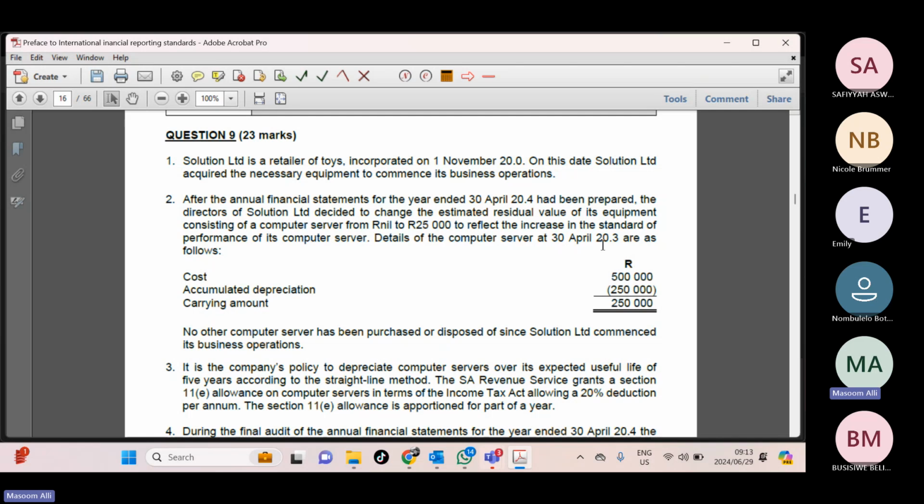The details of the computer server as at the 30th of April 2003 are as follows: cost, accumulated depreciation, carrying amount, right? So remember what I told you, this is the year end last year. This is our current year end. This is the year end last year.